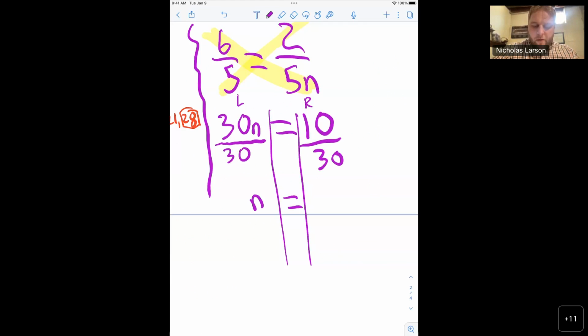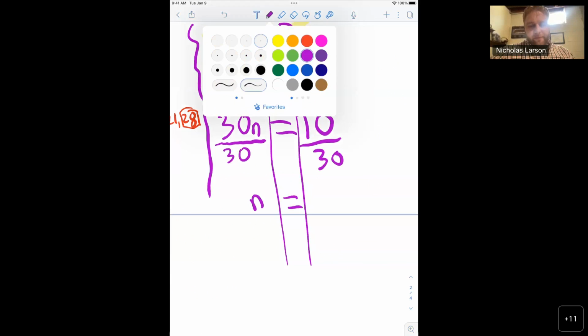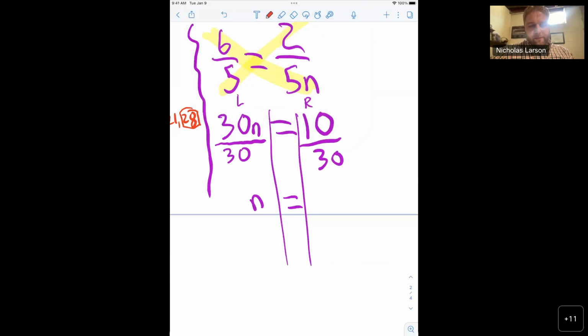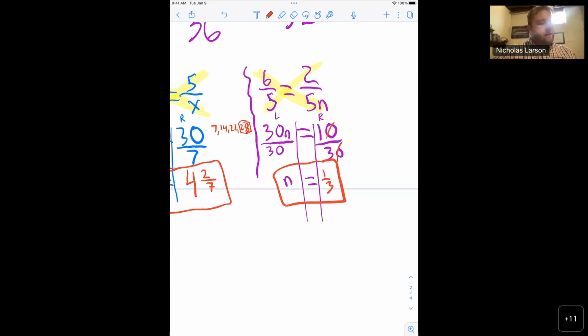And who can tell me what's 10 divided by 30 simplified? 3. The zeros cancel out and it's really 1/3. Oh, 30 divided by 10 would be 3. 10 divided by 30 is 1/3. All right.